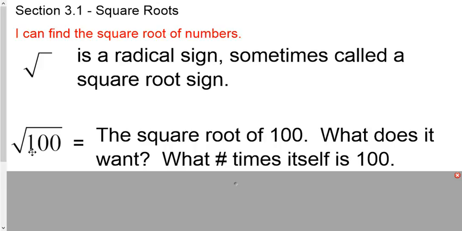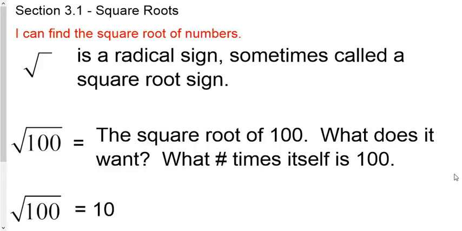It's asking you what number times itself is whatever this number is in here. So in this question, what number times itself equals 100? And I think it's pretty apparent that the answer would be 10. So this is all that you have to do. Look at the radical and go, okay, what number times itself equals this number? It's not 9 times 9, it's 10 times 10. So the answer is 10.